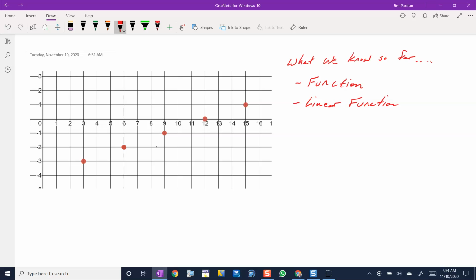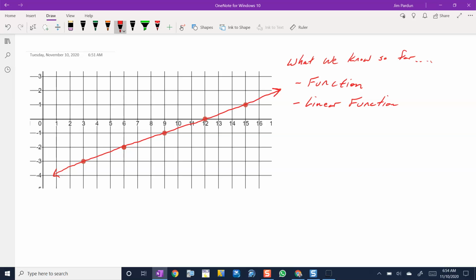So let's just do that. Let's make a line that goes through these points. And so when I draw this linear function, and I'm going to keep as steady of a hand as I can, we can see that there's the line that goes through the points.